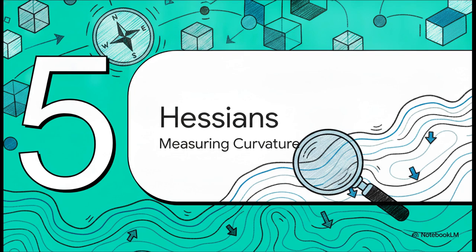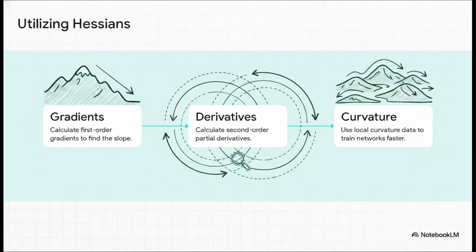Finally, Section 5, Hessians, measuring the curvature. So we've got our compass, and we can handle multiple dimensions. We're good, right? Well, standard gradient descent actually has a bit of a blind spot. It only knows the slope. It doesn't know the actual shape of the terrain. If the gradient is a first-order derivative that tells us the slope, the Hessian brings in second-order partial derivatives.